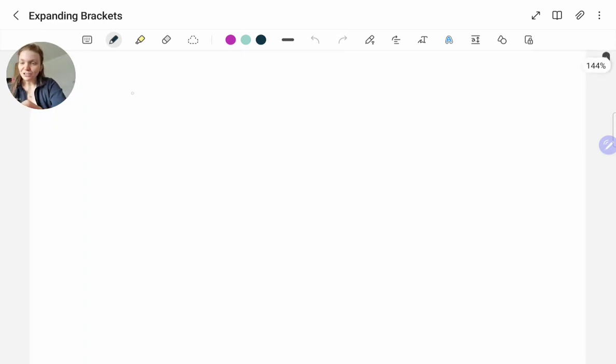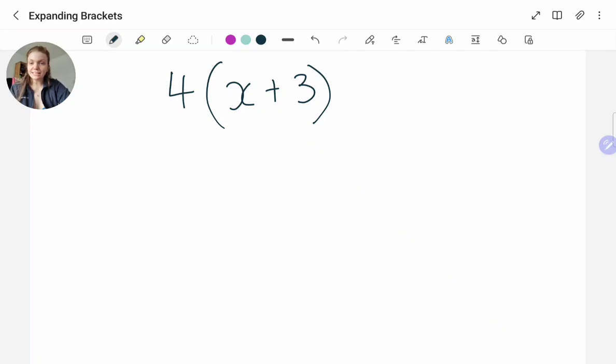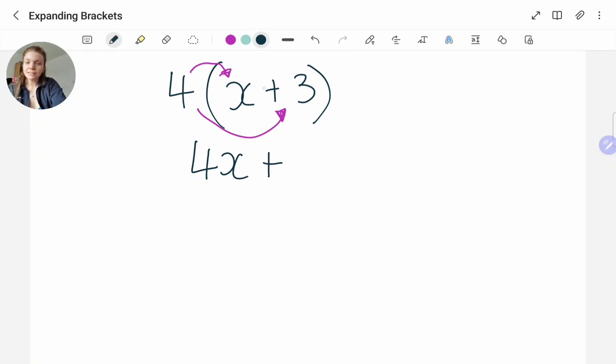So let's have a look at some questions. If we had 4 upon x plus 3. Now when we're expanding brackets, that means we want to remove the brackets from the expression. So brackets mean multiply. The first thing I would recommend doing is placing in little arrows to help you identify the terms in which we are going to be multiplying. So in the first one, 4 times x would be 4x, plus 4 times 3 would be 12.